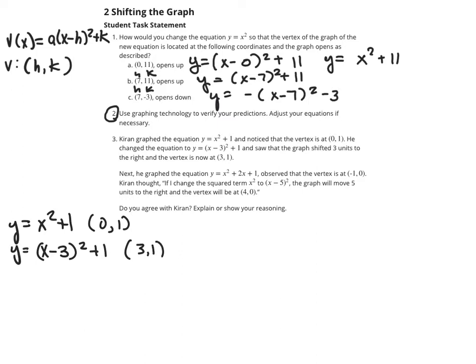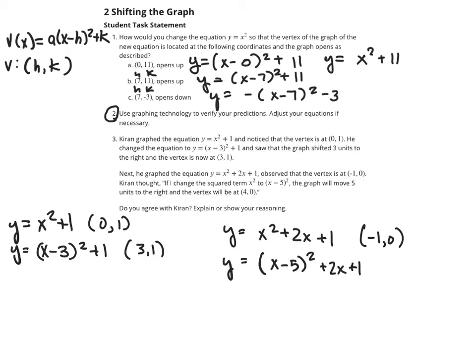Okay, no problem. Now, y equals x squared plus 2x plus 1, and the vertex is (-1, 0). Okay, that's not in vertex form, so I can't even verify that. But if he changes it to x minus 5 quantity squared plus 2x plus 1, that is not vertex form. So I cannot assume that this is going to be a 5 to the right shift because we have other stuff going on that's not incorporated into this. Okay, so write that down. I'm going to go graph these things really quick and I will be right back.